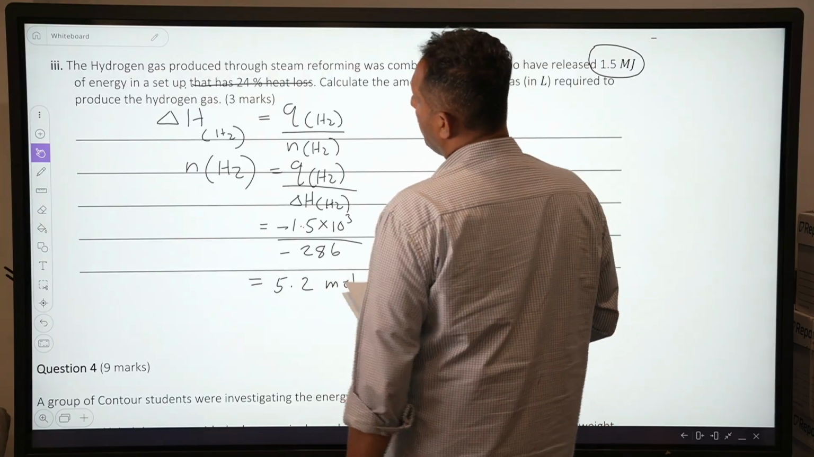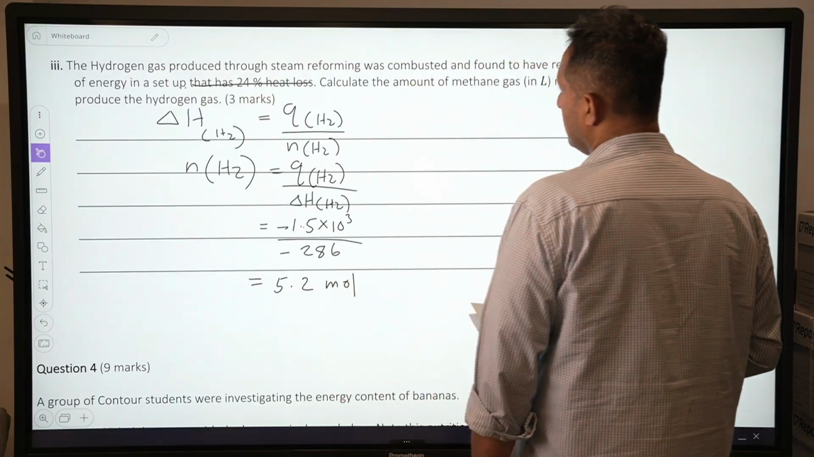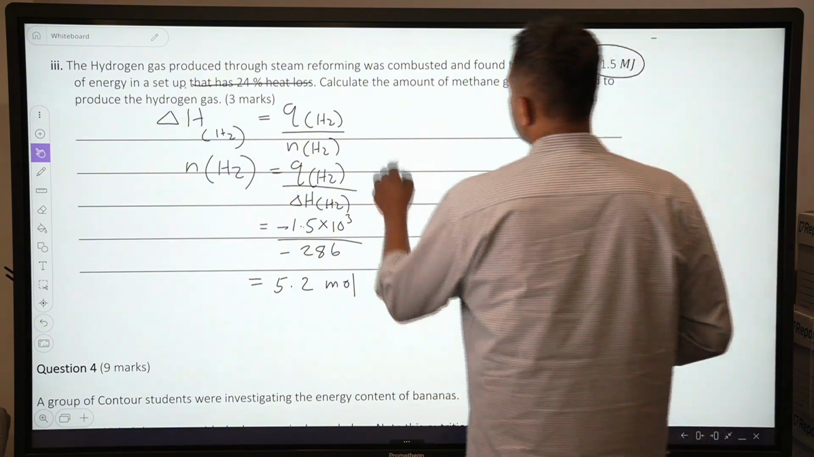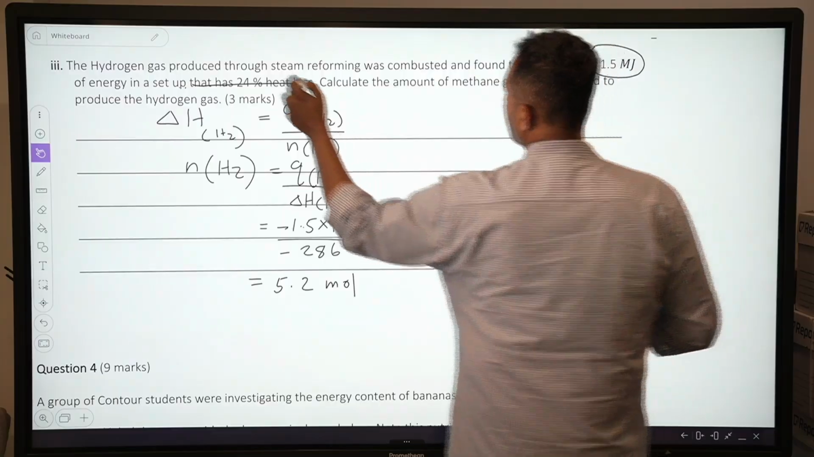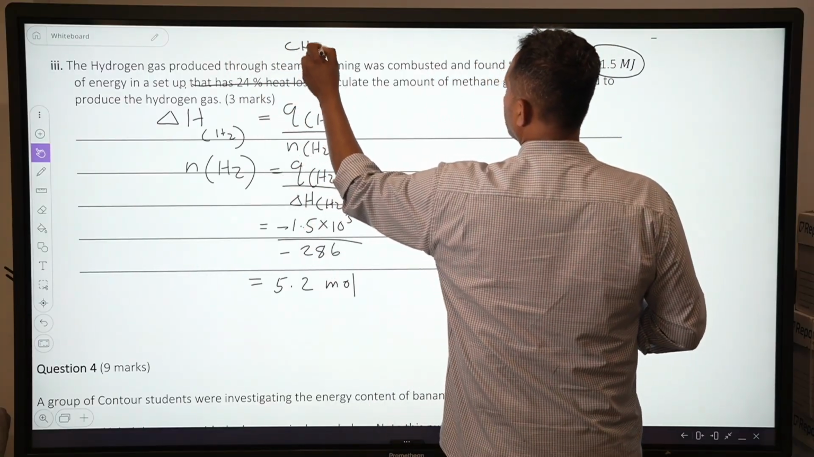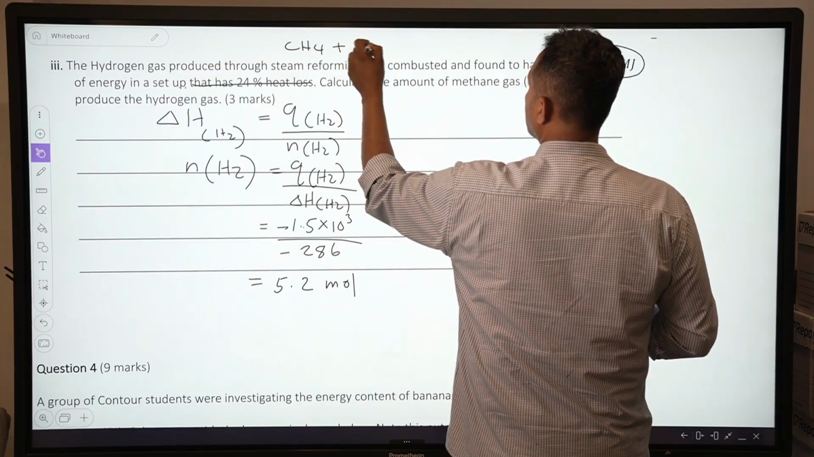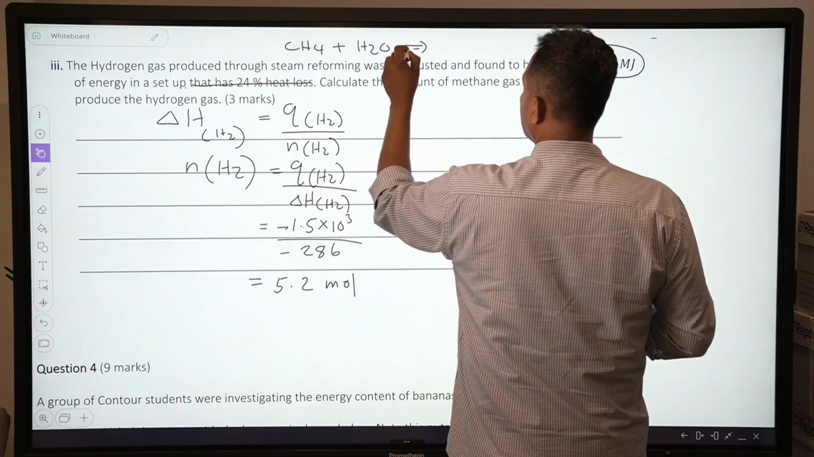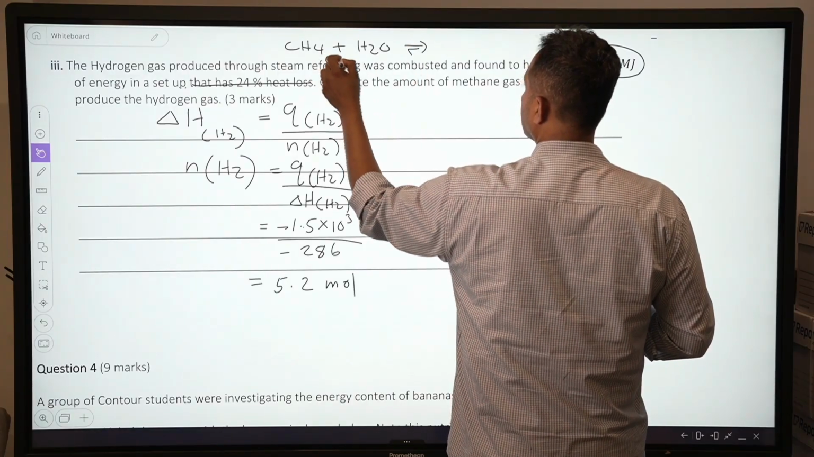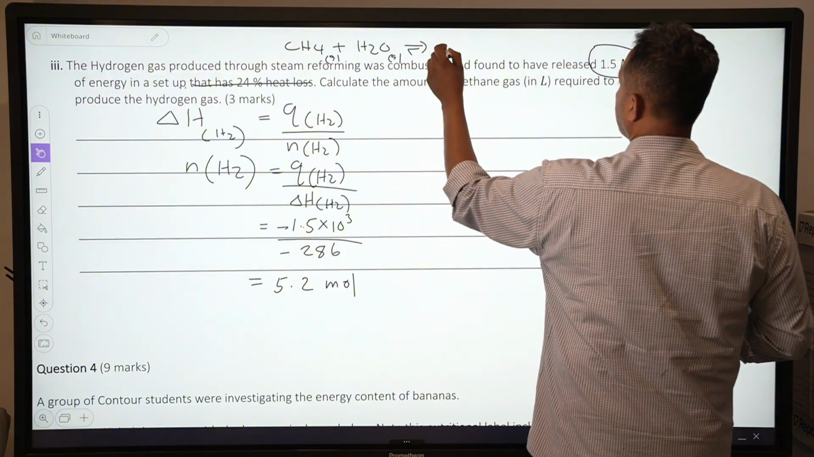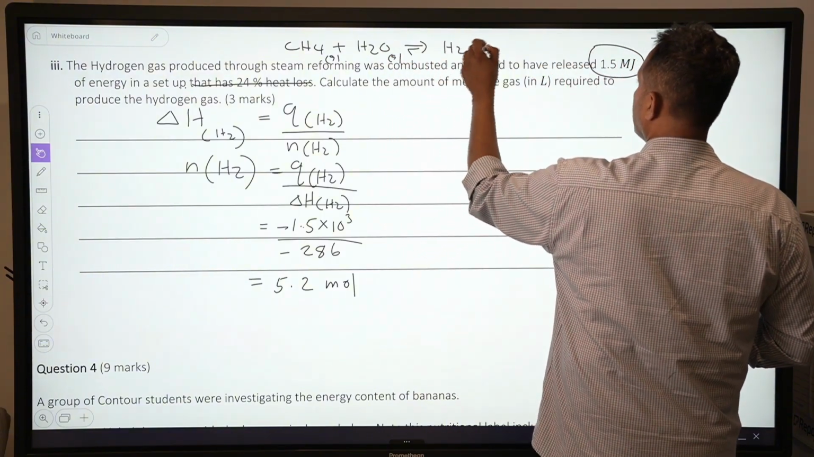Now we've got the 5.2 moles of hydrogen. Now if you can remember this equation, let me write the equation here as well. Steam reforming, right? Methane plus H₂O, they are all gases. You are going to produce, it's an equilibrium reaction, I guess, but don't worry about the equilibrium, gas, it is hydrogen and CO.